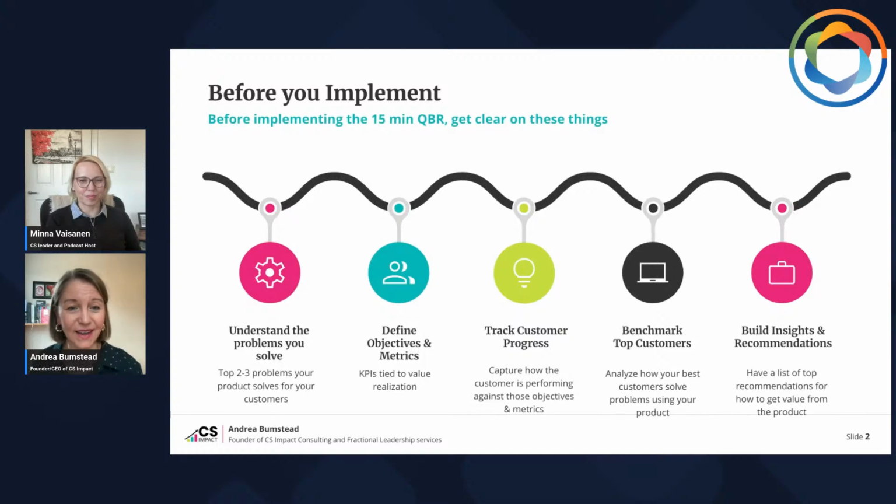Exactly. And then the next phase here is you want to define objectives and metrics. So what are the KPIs that are actually tied to their value realization? Meaning, how would you actually measure that? A lot of organizations struggle with this. They either don't have the data or they have some data, but they have no idea how that actually connects to the business problems that they're solving. Meaning, maybe they have a whole bunch of usage data, but they don't know how that actually translates into meaningful business impact.